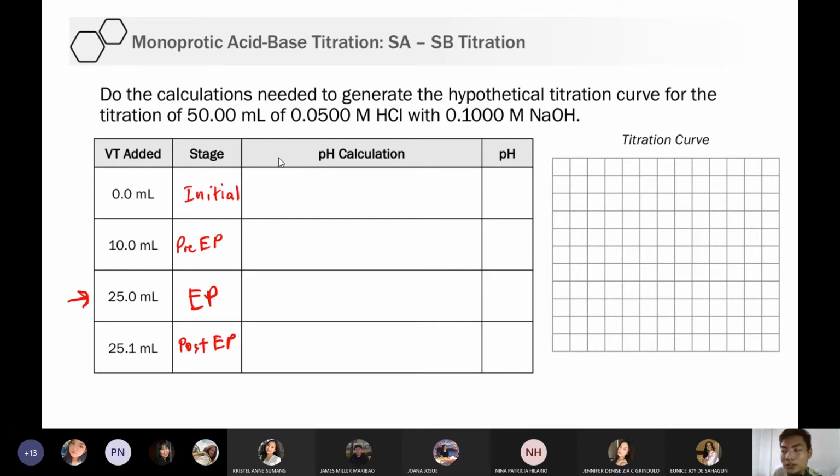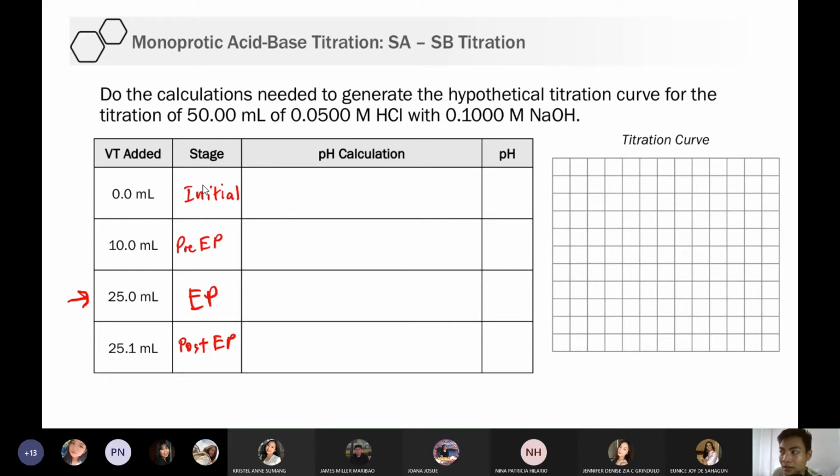Anyway, so ano yung ginawa natin? Ang progress natin is that we were able to identify the volume of titrant at equivalence point. So, pag alam mo na yung volume ng titrant at equivalence point, you can now assign stages to different volumes. Pag 0, automatic initial yon. Pag ang volume ay less than this, pre-equivalence yon. But if the volume is greater than this, post-equivalence point. So, may 4 na stages na tayo.